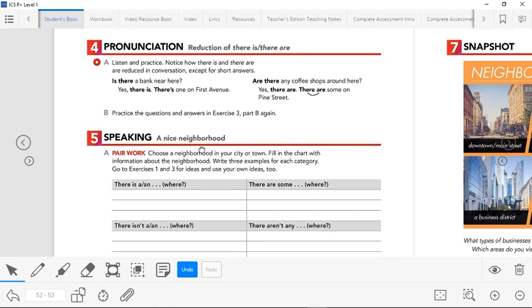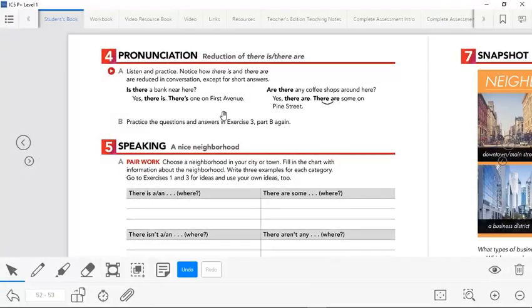One of them is going to be a pronunciation, that is, the reduction of there is and there are, and how to pronounce it in a correct way, in a reduced way, in a conversation, okay? So listen to this and then try to practice for yourself, okay? Let's listen.